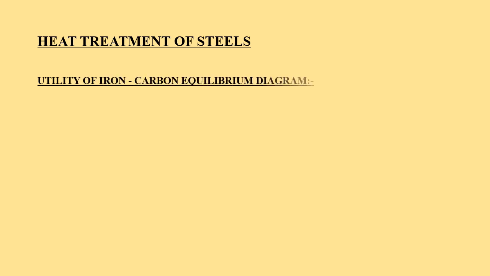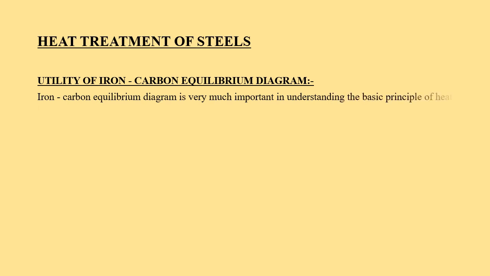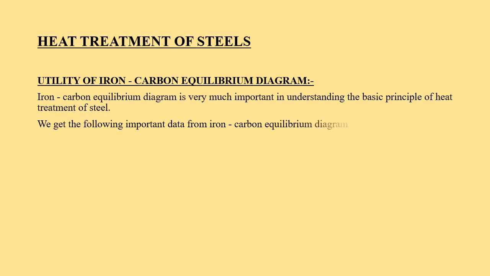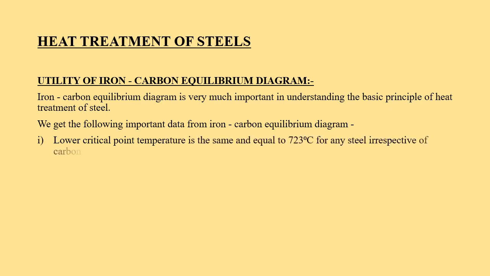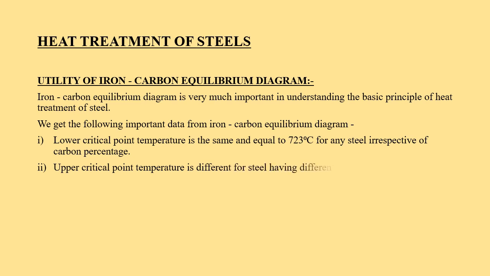Utility of iron-carbon equilibrium diagram. Iron-carbon equilibrium diagram is very much important in understanding the basic principle of heat treatment of steel. We get the following important data from iron-carbon equilibrium diagram. The lower critical point temperature is the same and is equal to 723 degrees centigrade for any steel irrespective of carbon percentage. The upper critical point temperature is different for different steel having different percentage of carbon.